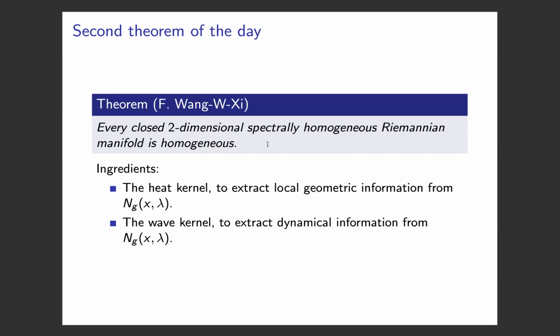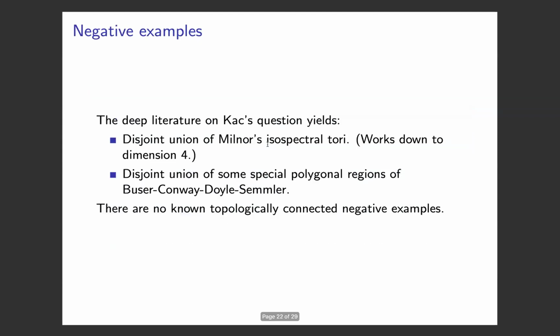So there might be some hope of it holding in dimension 3, but not beyond that. This example you mean is the union of these two four-dimensional manifolds, a disjoint union, yes. And connected examples? There are no connected counterexamples thus far. There are no connected counterexamples to the broader question.